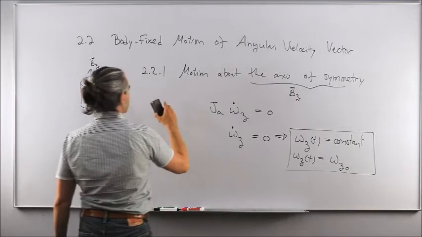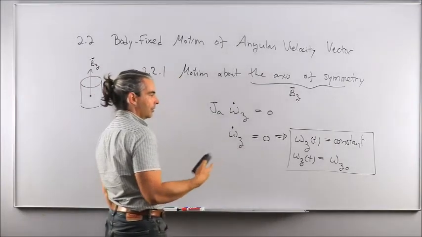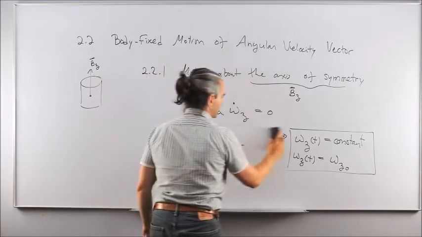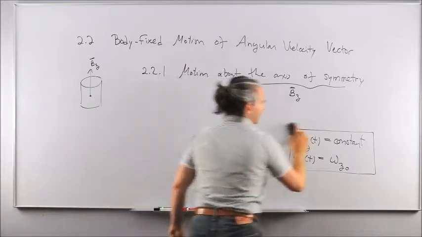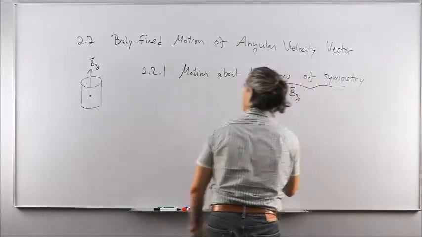Good. So now we've solved for one of the three components of the angular rate vector in a body fixed reference frame. And now we can move to 2.2.2.